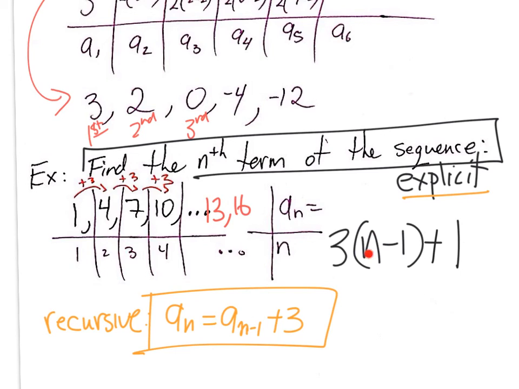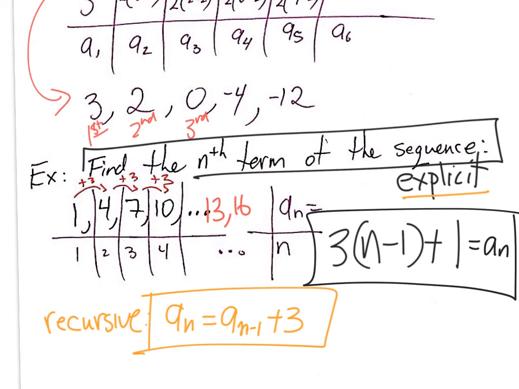So if we plug in 1, we end up with 1. Oh, 0 plus 1, 1. If we plug in 2, we end up with 4. If we plug in 3, we end up with 7. All right, so a sub n would be this. This right here is the value of the nth term. If we wanted the value of the 100th term, we could simply plug in 100 and we'd get 3 times 99 plus 1. Okay, thanks for listening.